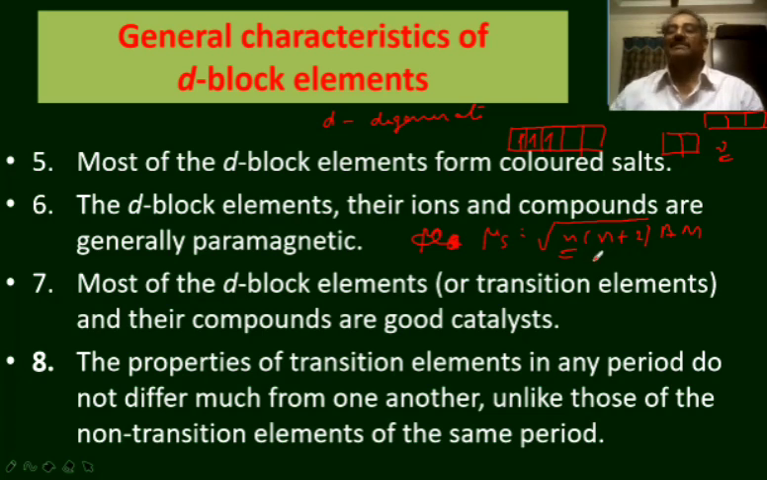If an element possesses more number of unpaired electrons, its magnetic moment will be high. Such kind of elements are said to be the paramagnetic substances or paramagnetic elements.